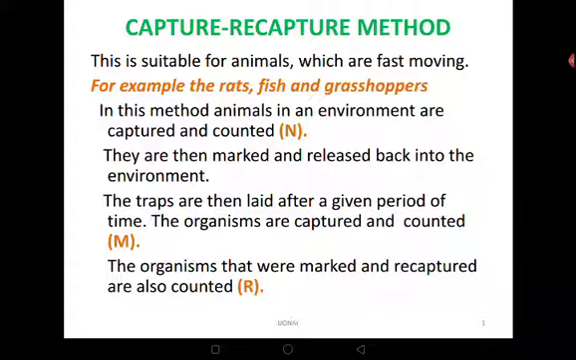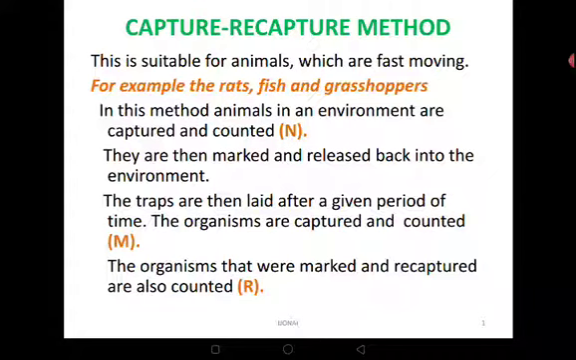This method is suitable for animals which are fast moving, organisms that move faster, that we cannot use the other two methods for. For example, rats or fish. Imagine if you are using aerial photograph for rats. By the time you set your camera, the rats have already disappeared. You cannot take the photo. So here we use this method, the capture release recapture method. So what happens in this method?